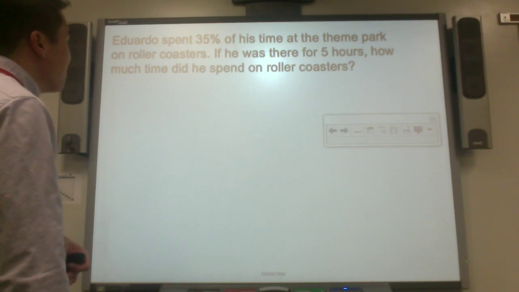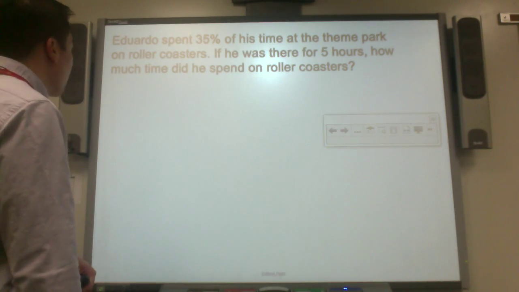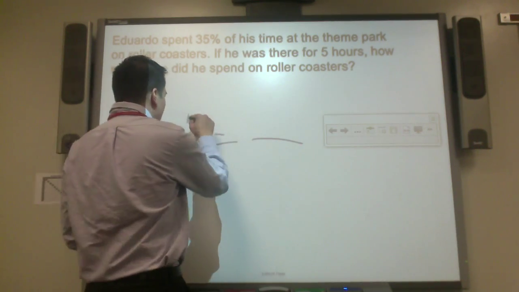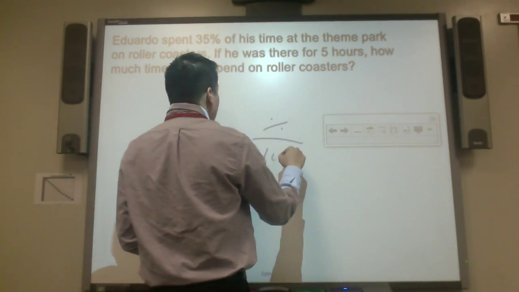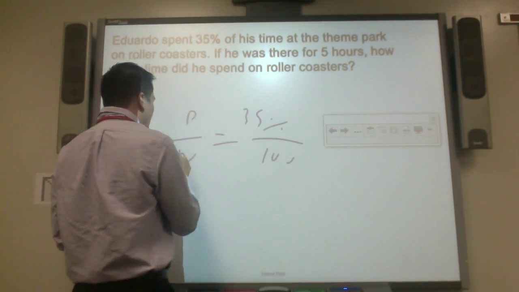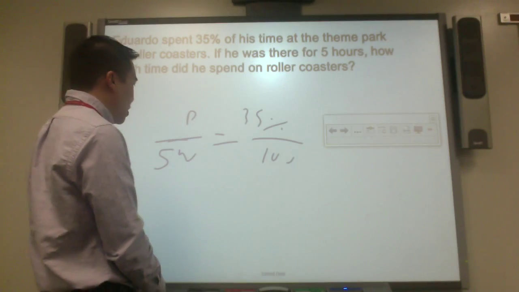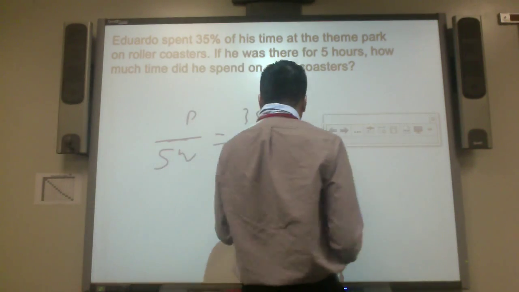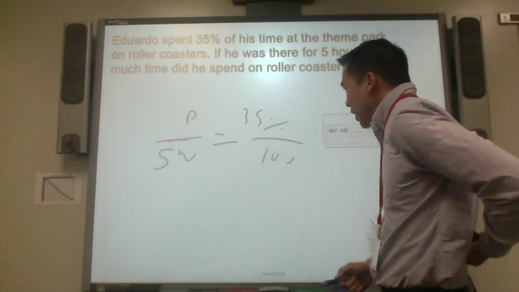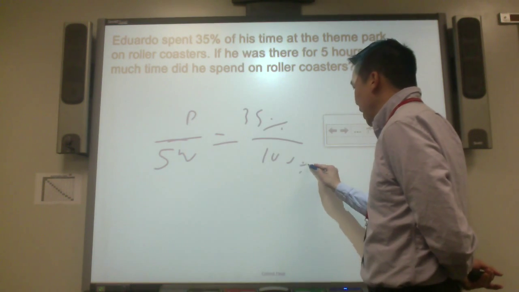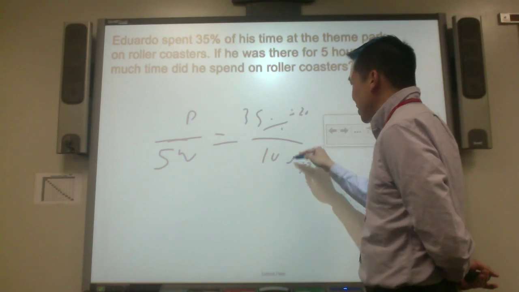Eduardo spent 35% of his time at the theme park on the roller coaster. If he was there for 5 hours, how much time did he spend? Part to the whole, percent to 100. So he spent 35% of his whole time of 5 hours at the roller coaster. That's a lot of time. So 100 to 5. How can I break this down? I could divide by 20, divide by 20, and I'll get that.